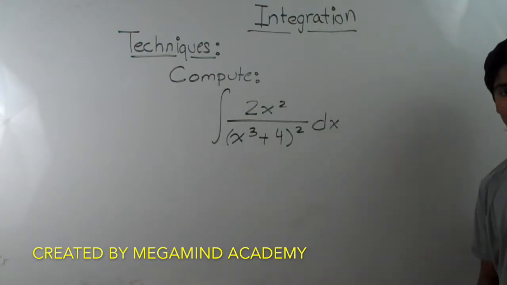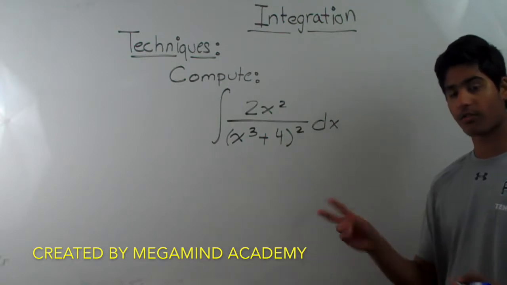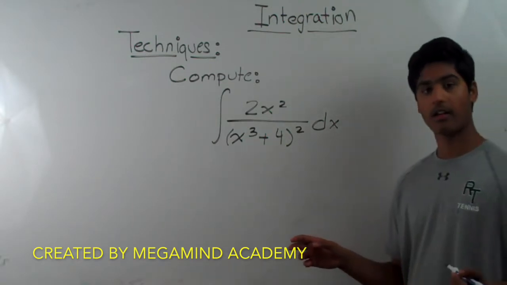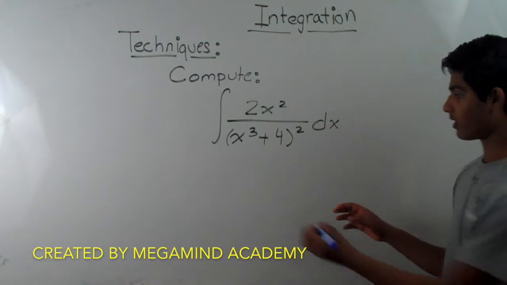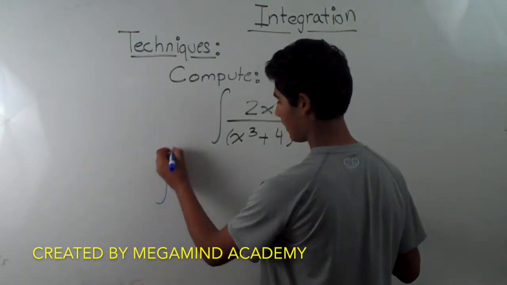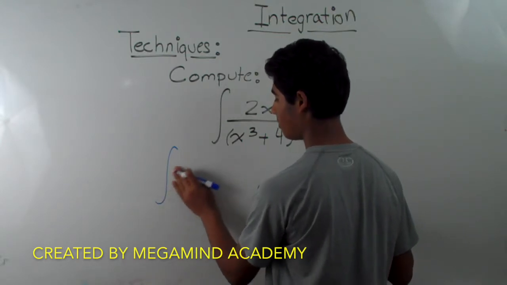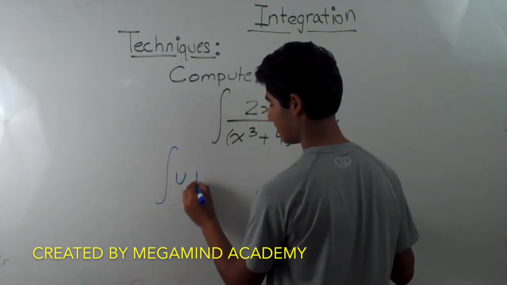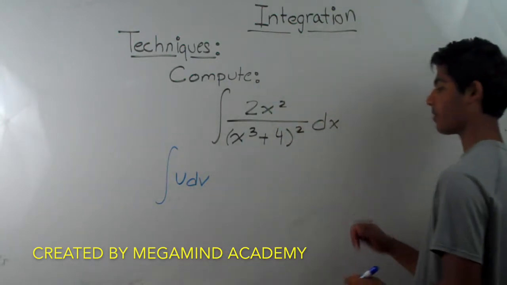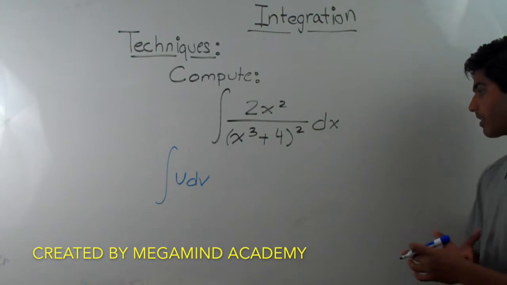Well, in integration by parts, there has to be two different parts. There has to be the integral of v, or du, and dv. So there has to be two different parts that are usually multiplied together.